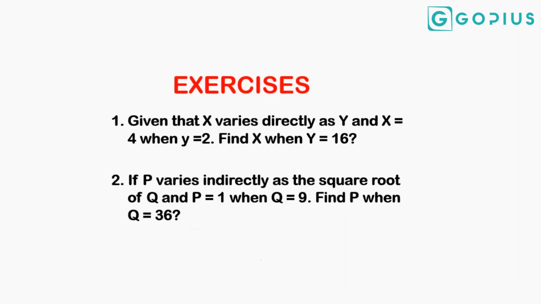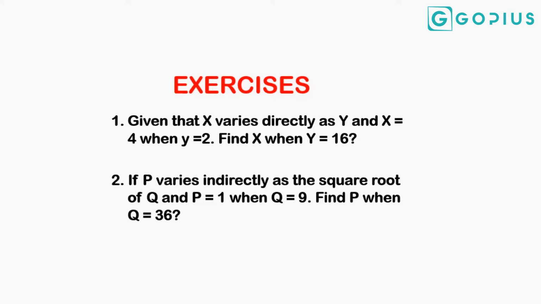So in summary, we have some exercises, of course, where you'll be expected to find the value for a particular variable after you've finished identifying the equation as direct, indirect, joint or partial variation. All right, so I'll keep the first 2 exercises for you because they are simple. One says that given that x varies directly as y, and x equals 4 when y equals 2, find x when y equals 16. That's a direct variation, and of course y increases from 2 to 16, so you also expect x to increase from 4 to something more than 4.